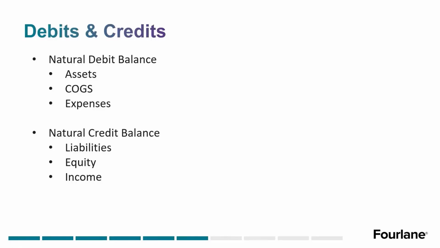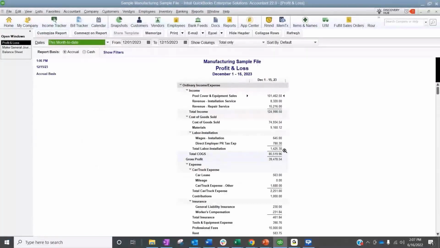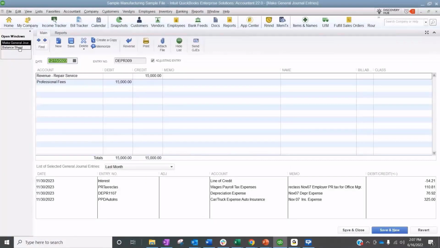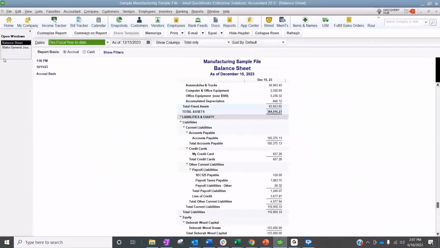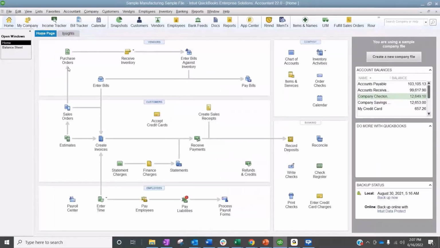Okay, so now what we're going to talk about is, inside of QuickBooks, what are these different transaction types and what are the debits and credits behind them, okay? So if I go to my home screen here, I'm going to go at a high level. We will start out up top.